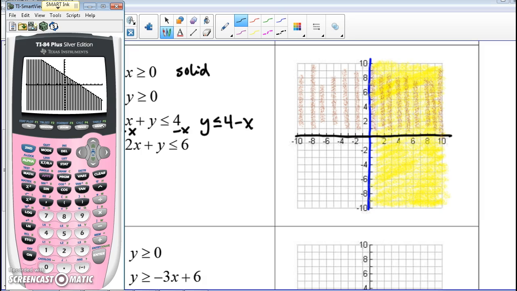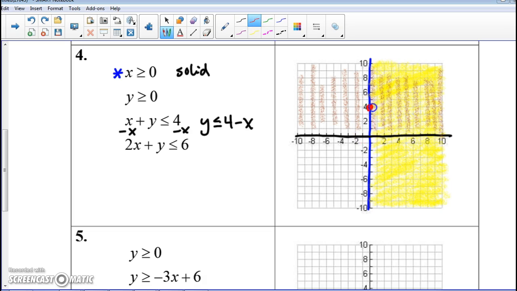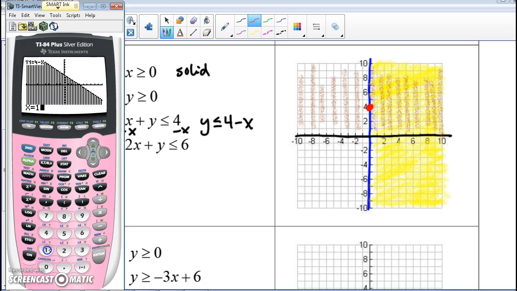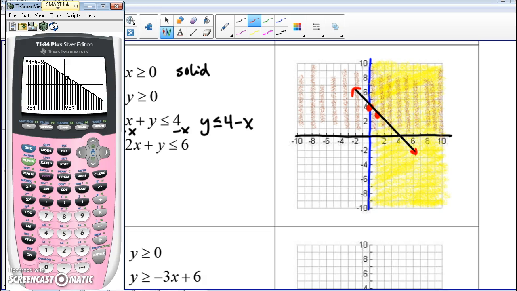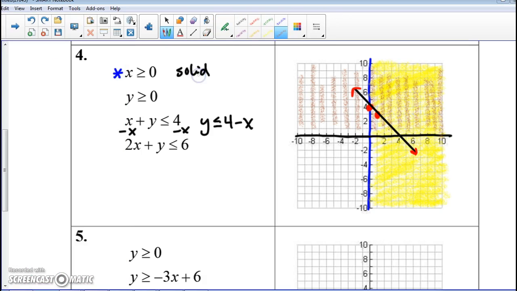There's our picture. So let's hit trace. It looks like 0, 4. So right here. And we need one other point. So how about 1? That's 3. So we'll connect those dots and then shade. And it looks like we're going to shade down. Color, and we're going to shade below. So now we have so far this little triangle here. So we're keeping that.